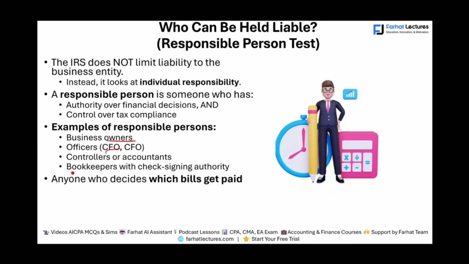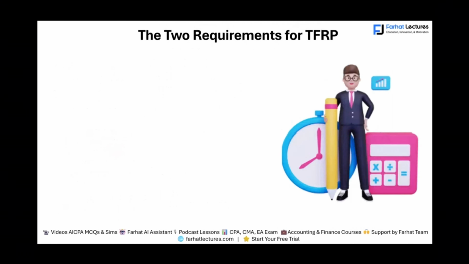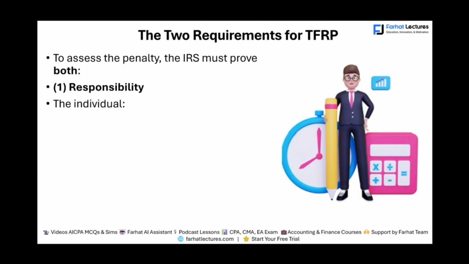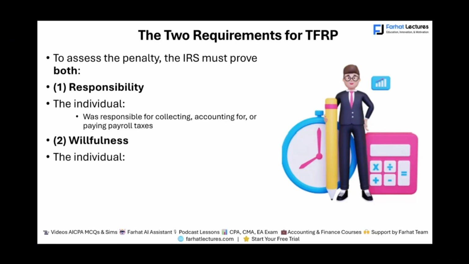It could be top management. It could be anyone, even the bookkeeper, if that's their responsibility. No matter what the title is, authority and control determine who's responsible. So the two requirements to assess the penalty, the IRS must prove responsibility. Simply put, the individual who was responsible for collecting, accounting, and paying the payroll taxes, and they have to show willfulness. The individual knew or should have known taxes were unpaid.